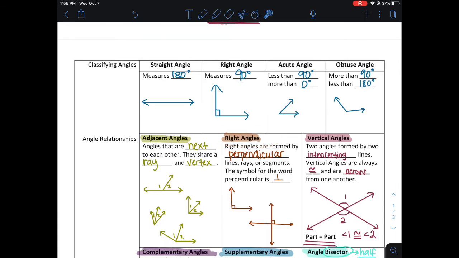Right angles, they're formed by perpendicular lines. Here's the symbol for perpendicular. Y'all should remember that. And here are 2 examples. And don't forget they have that little square in the corner. All right, this one's new.